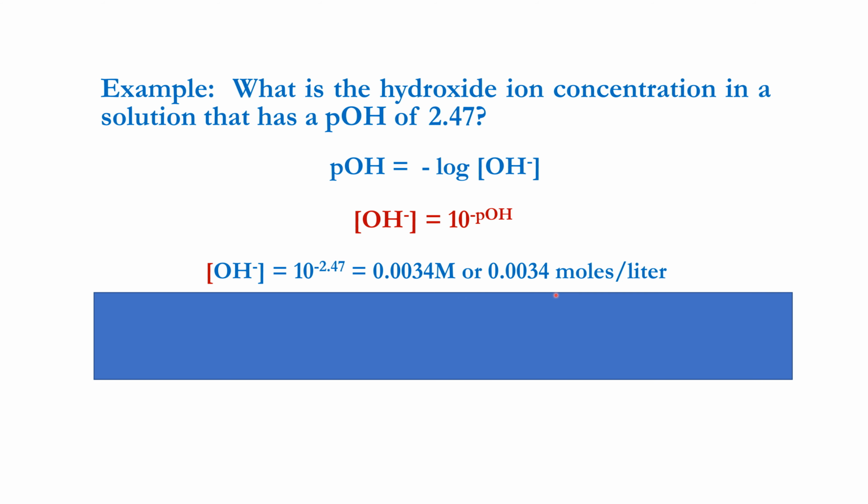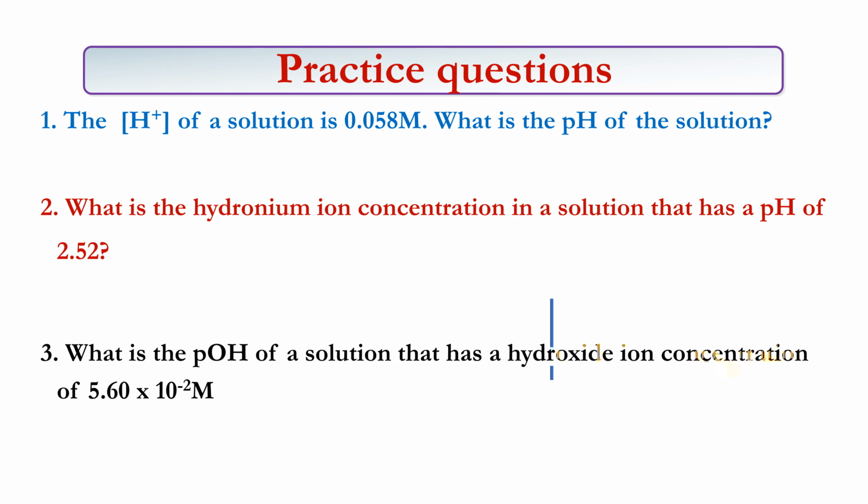0.0034 moles. So in your calculator, for you to get this value, you press 10, then press the power Y button, then type minus 2.47, you will get 0.0034. And then you put in your unit, capital M, which stands for moles, or you write it in full, moles per liter. Either way is correct.